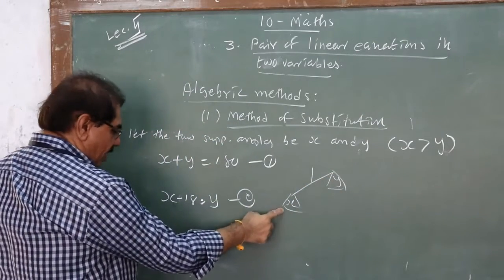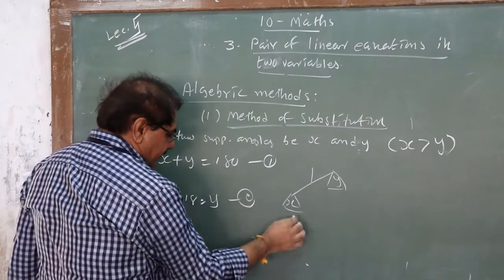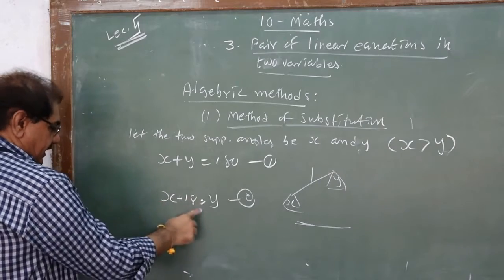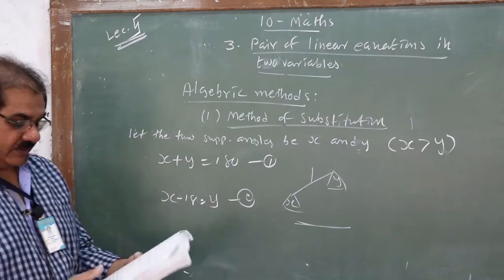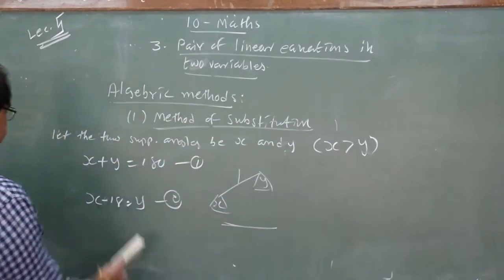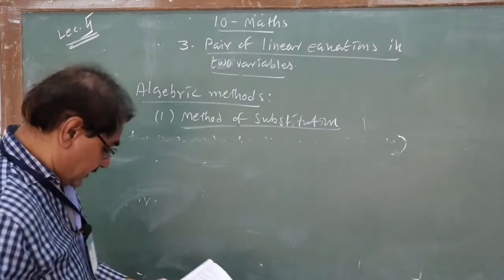X was heavy. How much heavier was it? It was 18. So if I reduce 18 from x, they will be balanced. So subtracting 18 from x is equal to y, and this is your equation number 2. Now solve them and get the values of x and y. Okay? We go for the third one.